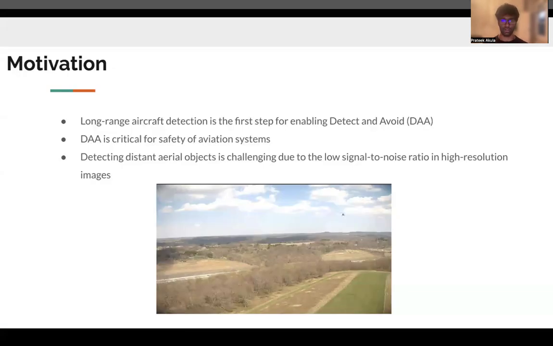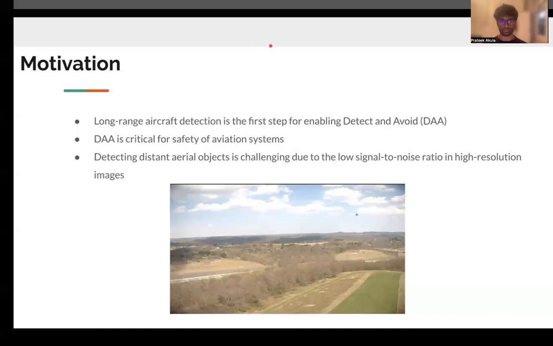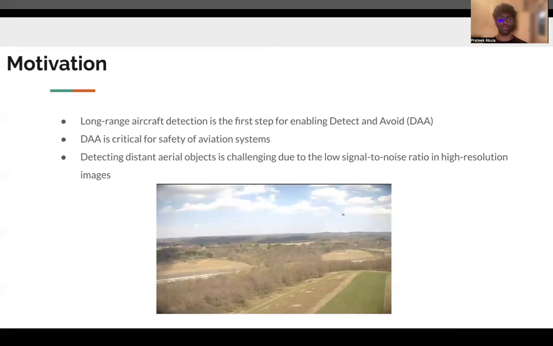Long-range aircraft detection is the first step for enabling detect and avoid, also known as DAA. When flying in an airspace, mid-air collisions are a prominent risk to both manned and unmanned aerial systems. Failure to detect aircraft or other aerial objects could lead to high-risk scenarios with potential for loss of substantial amounts of money and even human life. Thus, it is crucial to have DAA for the safety of aviation systems.